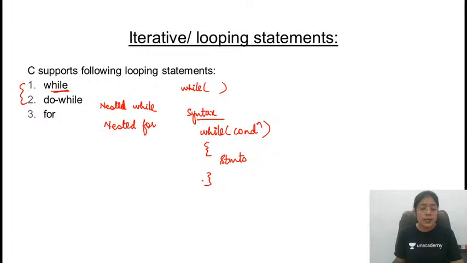Entry controlled and exit controlled, very good. So while is also known as entry controlled and do while is also known as exit controlled. Do while will be executed at least once even if the condition is false. That's nice. Do while runs at least once without checking. Great. So you are clear with the concept.